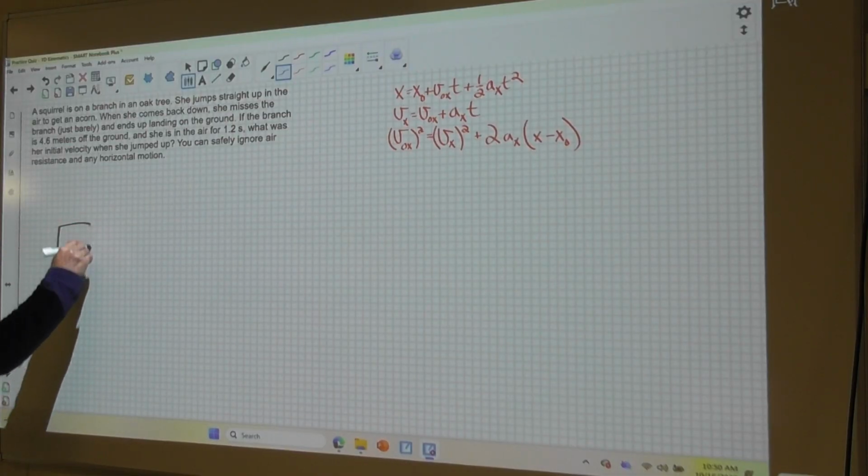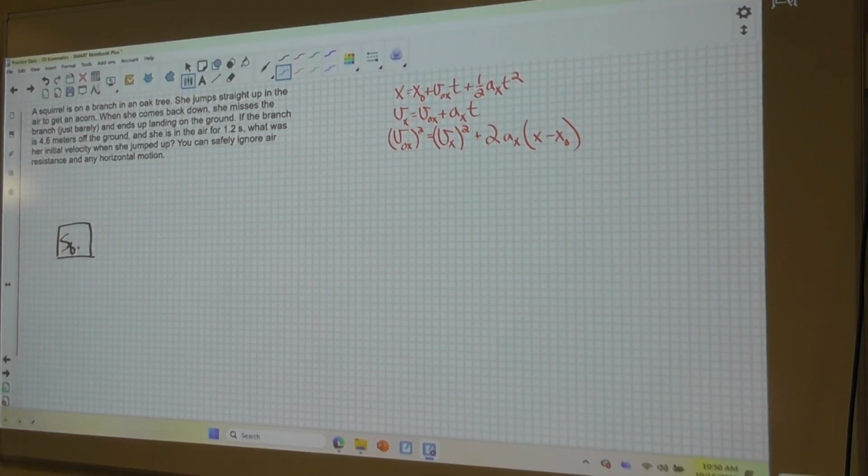Our drawings should be simple. We have a squirrel, and the squirrel jumps straight up from a branch. What we're expected to think here is that she jumps straight up in the air, and then she goes straight back down. And how does she miss the branch? I don't know. Maybe the branch breaks and she comes back down where the branch was. Or maybe there is some horizontal component to her motion, but we're just ignoring it. Either way, we don't know nor do we care about any left, right, forward, back motion. It's only up and down.